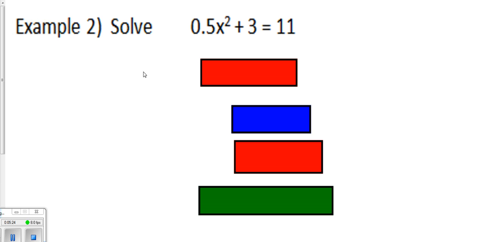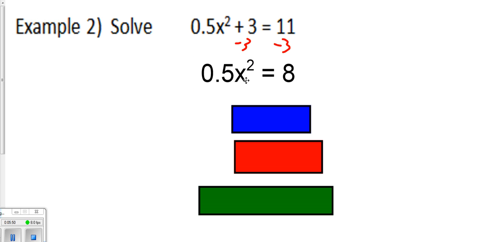Let's look at another example. We've got our x squared value here. It's being multiplied by a number, 0.5 to be exact. It's also being added with this number 3. So, to undo the equation one step at a time, the first thing we need to do is subtract 3 from both sides of the equation. When we do that, we're left with 0.5 times x squared equals 8. These two canceled out. 11 minus 3 equals 8.